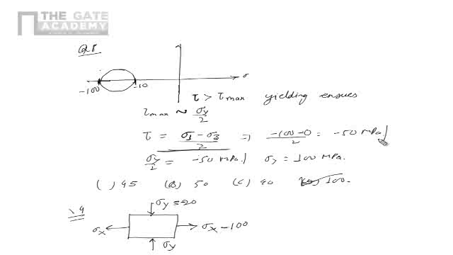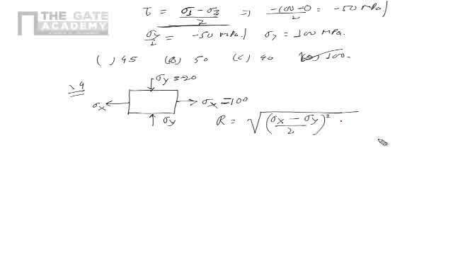Now what is it that we are supposed to say? The radius of Mohr circle. Now obviously we know what the radius is. The radius is square root of sigma x minus sigma y by 2 square plus tau xy square. Now there is no tau xy in this case. There is only sigma x and sigma y. Sigma x is 100 minus sigma y is minus 20 by 2 square. So this is nothing but 100 plus 20 upon 2, which is nothing but 60.